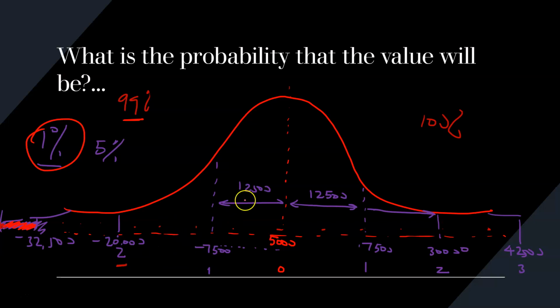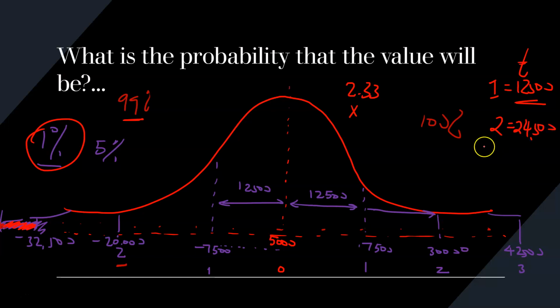The Z-score is just the relationship between the standard deviation and the score. So a 2.33 Z-score is literally just, if I want to know how far it is, because I know that the Z-score of 1 is equal to 12,500, isn't it? I mean, that's what one standard deviation is. That's the Z-score of 1. And the Z-score of 2 is equal to, of course, 2 times this, which we did, which was 24,500. So therefore, the Z-score of 2.33 must be 2.33 times, of course, 12,500.